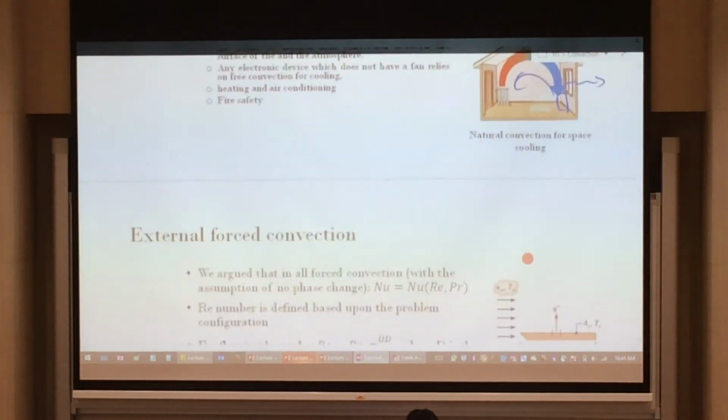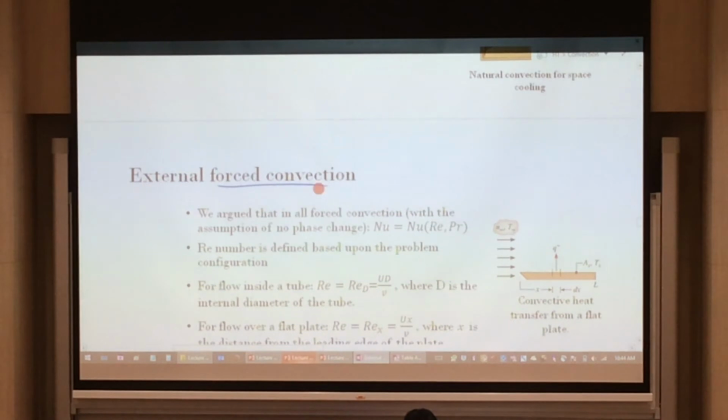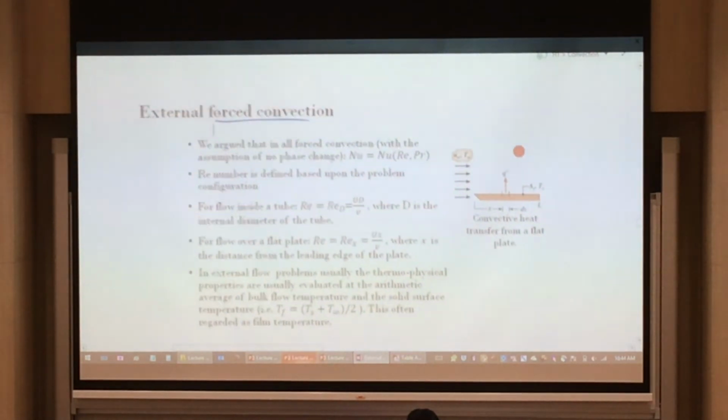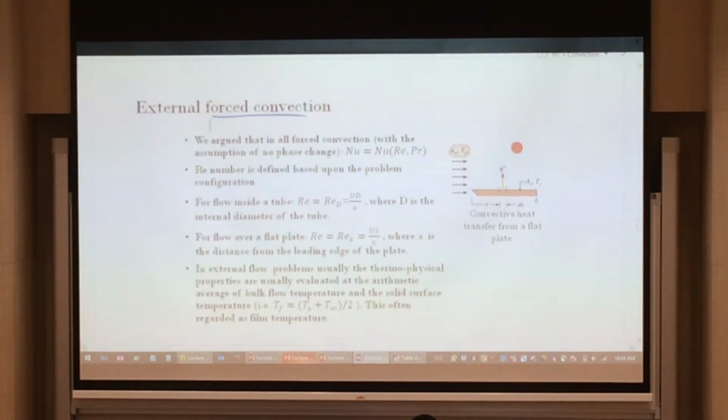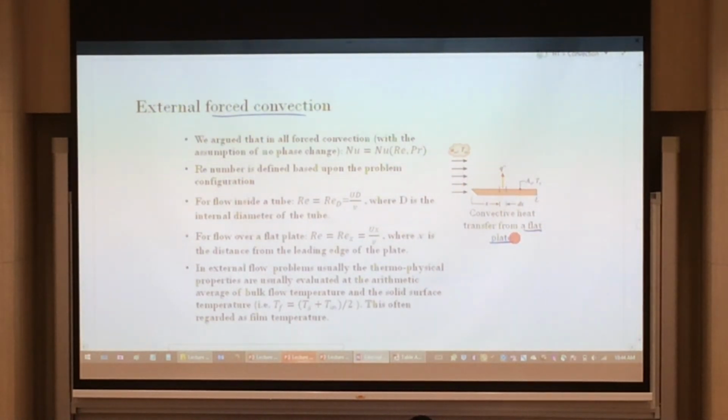I think this next slide is also talking about external forced convection. Just now for a pipe system, that's internal configuration. So let's have a look at external configuration. External configuration could be convection going across a flat plate. We have seen this before. For a flat plate, you have ambient flow that's forced convected over it.